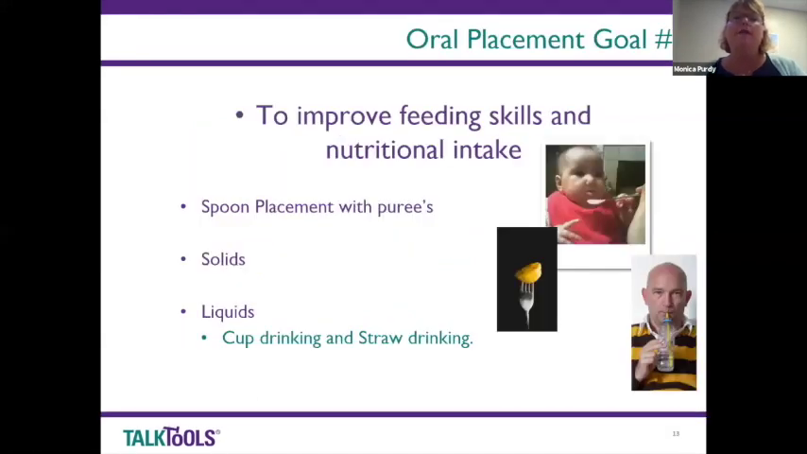Our goal number 5 is to improve feeding skills and nutritional intake. So when we look at feeding, it's a huge thing.